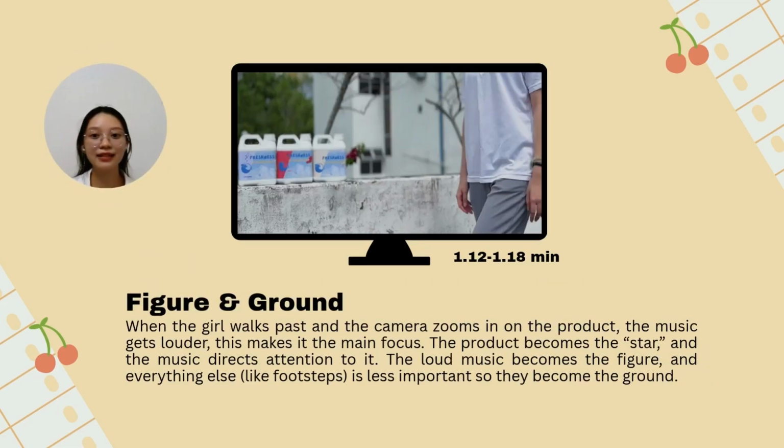In the last scenes, the technique being used is figure and ground. In the scenes when the girl walks past and the camera zooms in on the product, the music gets louder. This makes it the main focus. The product becomes the star and the music directs attention to it. The loud music becomes the figure and everything else, like footsteps, is less important, so it becomes the ground. This situation helps the audience pay attention to the product, like saying this is the important part for them.